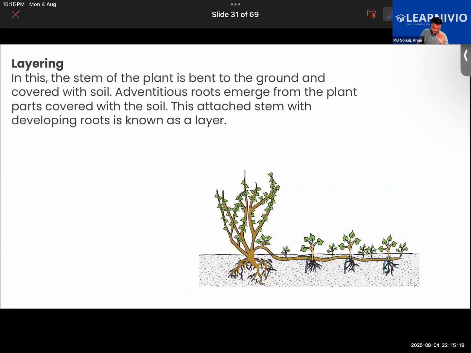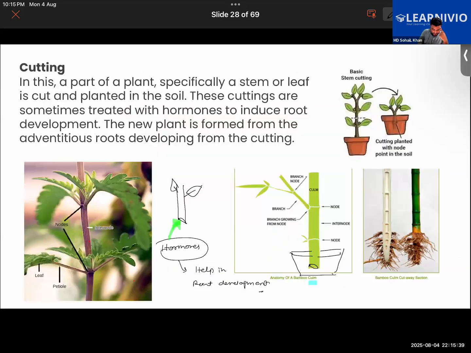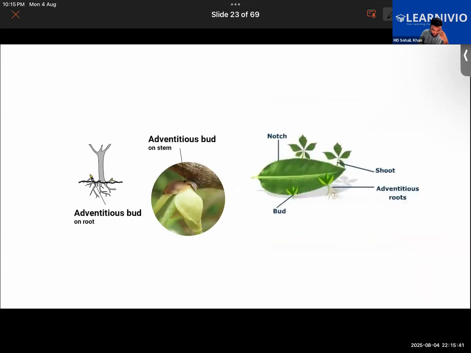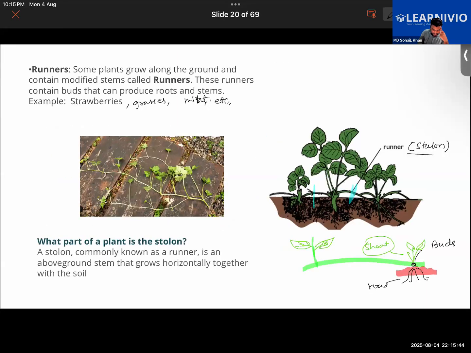Okay. Then we have the method of layering. So in this method, look at the plants over here. The horizontal stems are growing very close to the ground, right? If you remember, earlier we did learn about the runners. They're kind of like runners, but slightly different.